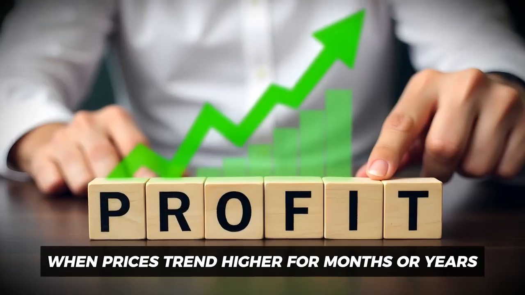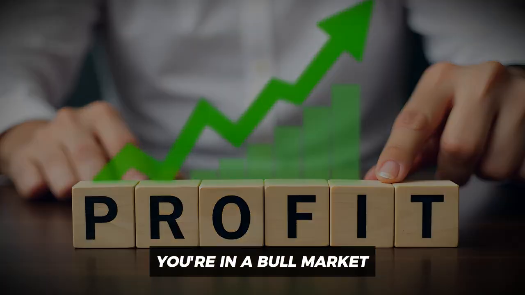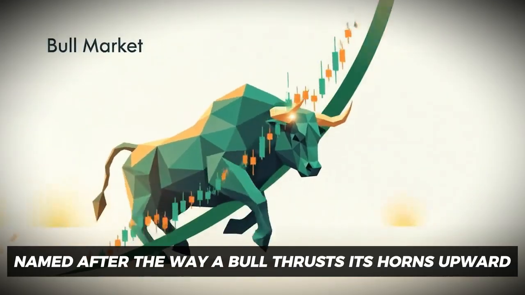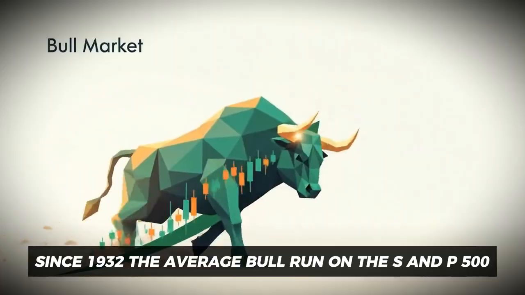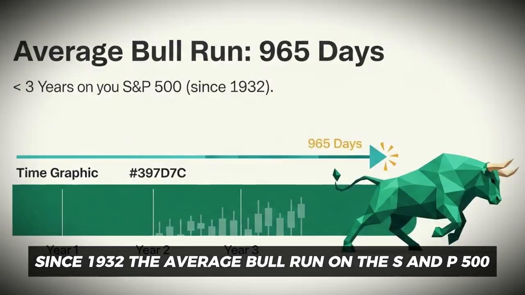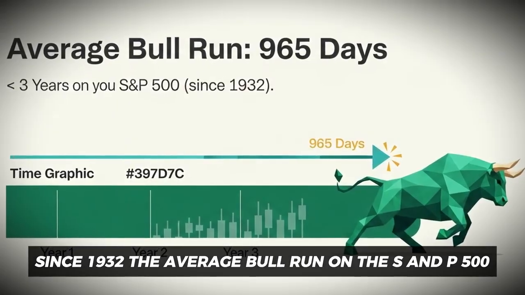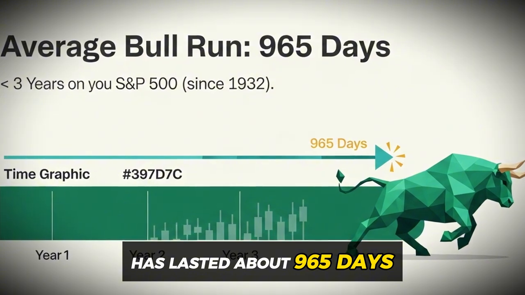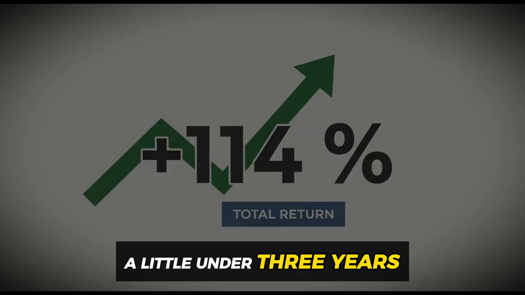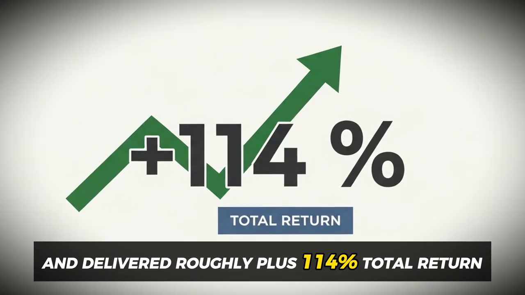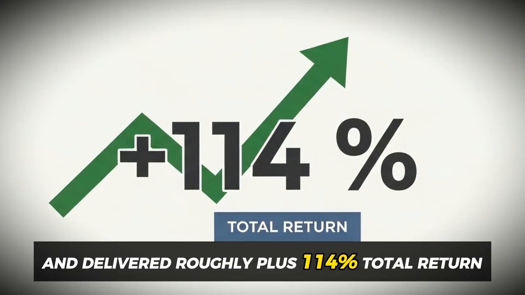When prices trend higher for months or years, you're in a bull market, named after the way a bull thrusts its horns upward. Since 1932, the average bull run on the S&P 500 has lasted about 965 days, a little under 3 years, and delivered roughly plus 114% total return.